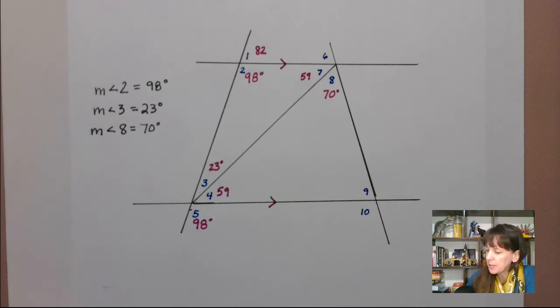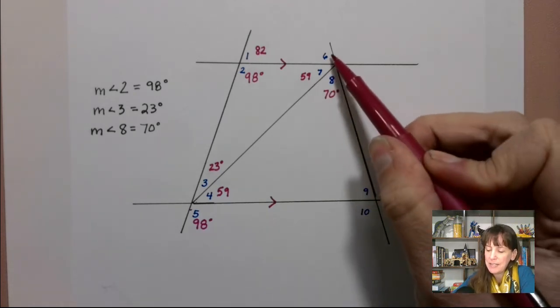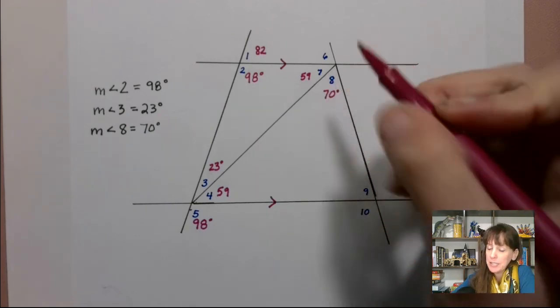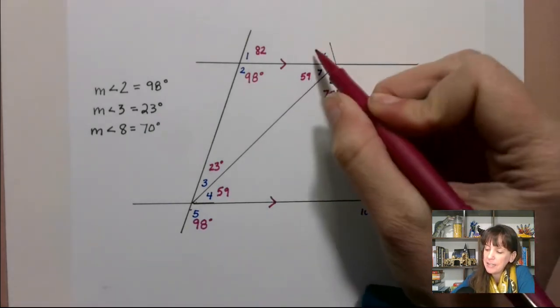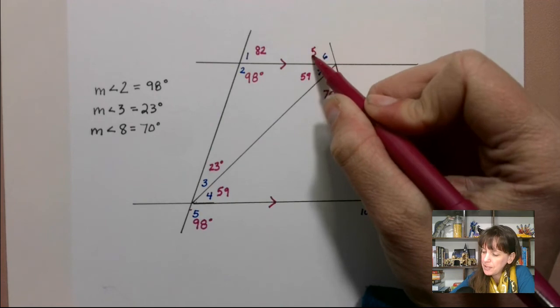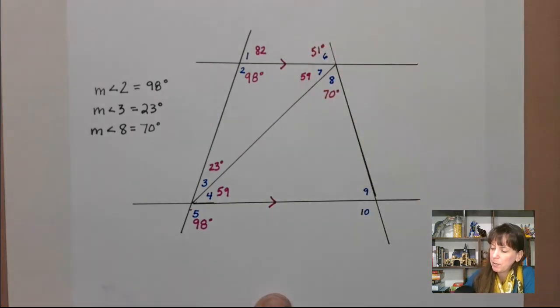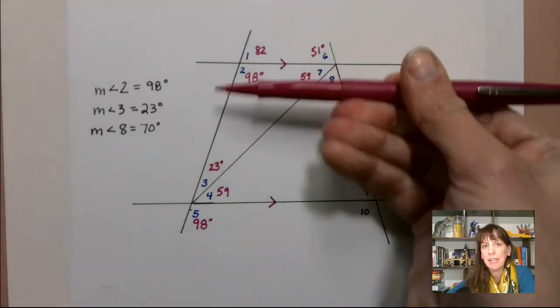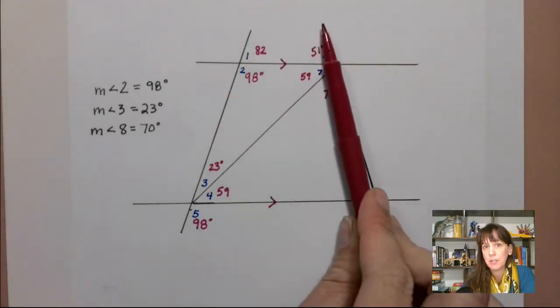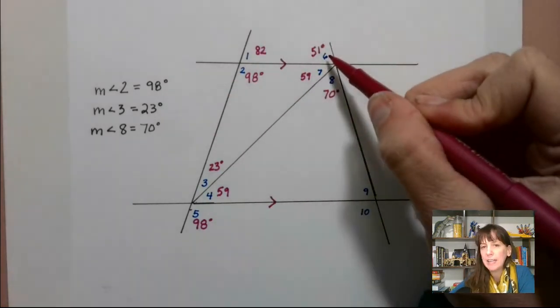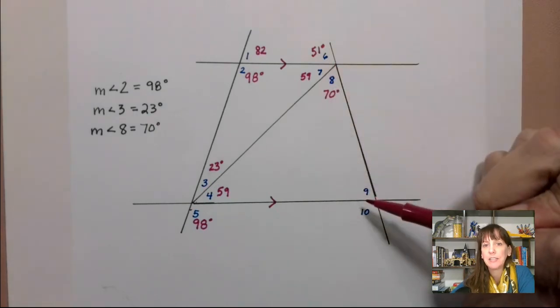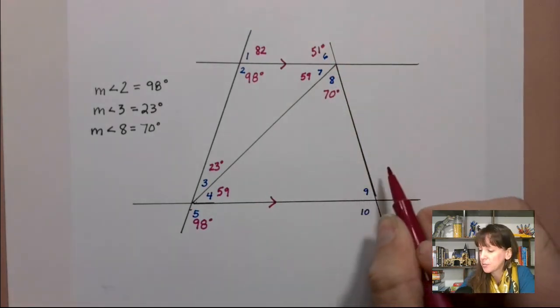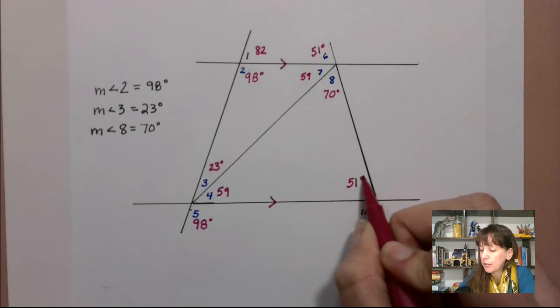For number 6 here, all of these have to add up to 180 degrees. We've got 59 and 70, which makes angle 6 51 degrees. Now that we know 6 is 51, we have these parallel lines that are cut by this transversal along here. Angle 6 and angle 9 are corresponding angles, which makes this 51 degrees.